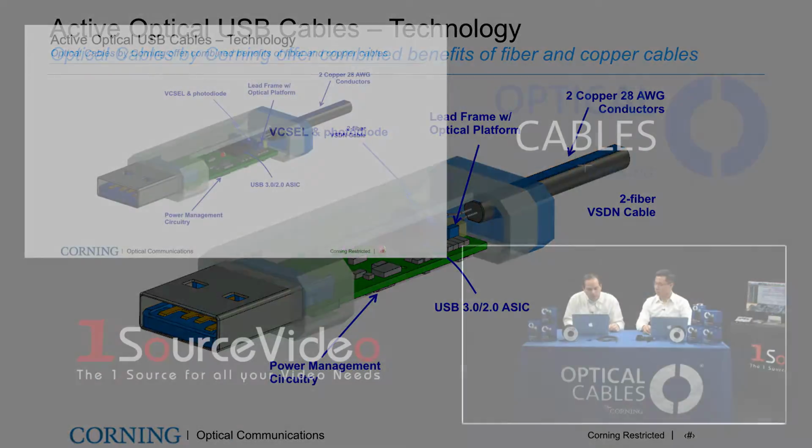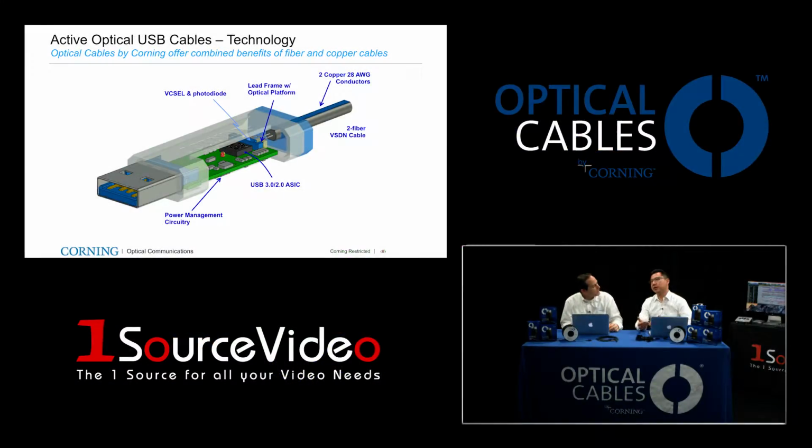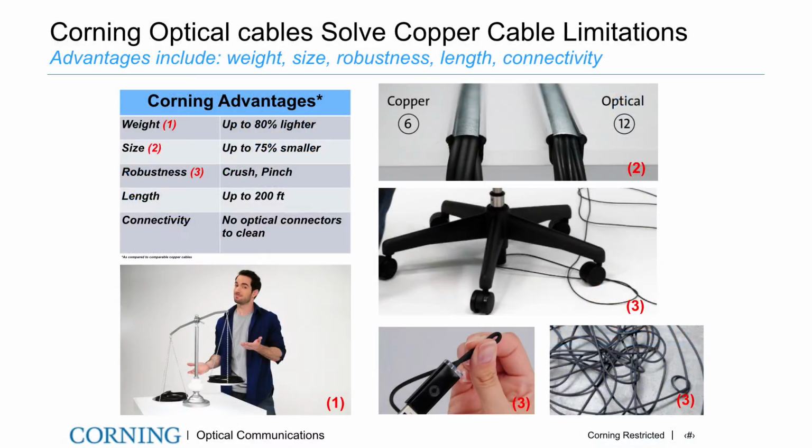So what does that all really mean for the end users or professional audio video people? What are the key advantages that our cable brings versus the traditional copper cables? Right, so what I'd like to show here is there are 5 key components that differentiate the optical cable from a standard copper cable. The first is slightly obvious, it's weight. Our cable is small, it's up to 80% lighter than a standard copper cable.